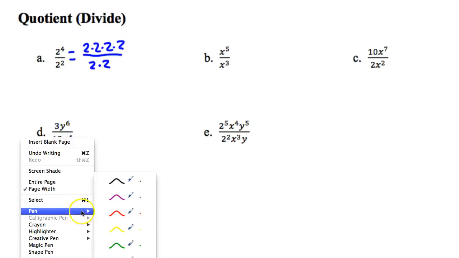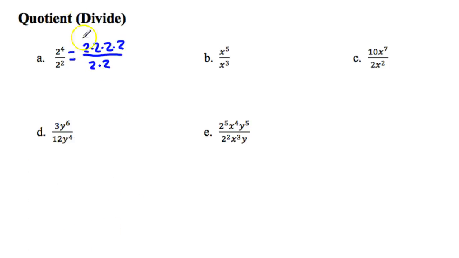So we should look at it. Can anything cancel? There's a 2 on the top right there and a 2 on the bottom. Those cancel. That 2 and that 2. And so I'm left with just 2 times 2, which is 2 squared. So 2 to the 4th divided by 2 squared equals just 2 squared.